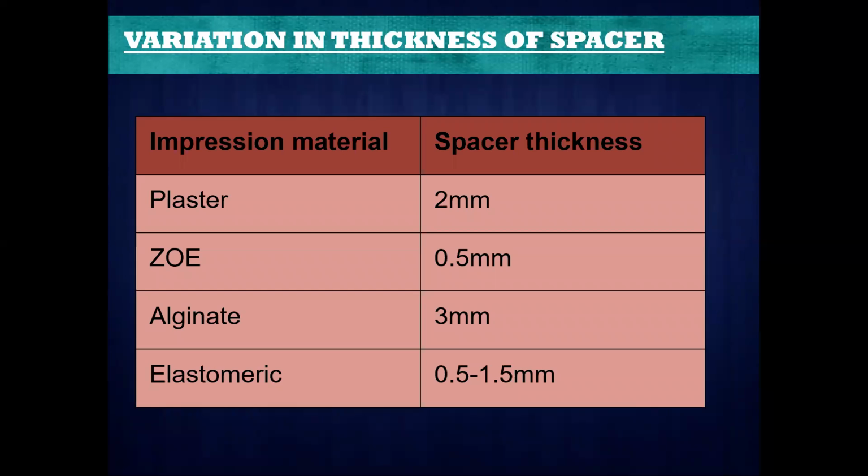Then coming on to the thickness of spacer. So the question is, what should be the thickness of the spacer? Friends, it will depend on which type of impression material you are going to use for your secondary impression. If you're using impression plaster, 2 mm of spacer thickness has to be given. If you're using zinc oxide eugenol, 0.5 mm of thickness has to be given. If you're using alginate, 3 mm, or if elastomeric like light body, you can give a 0.5 to 1.5 mm spacer thickness.